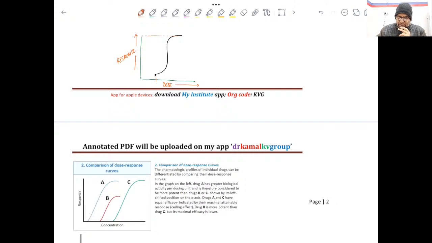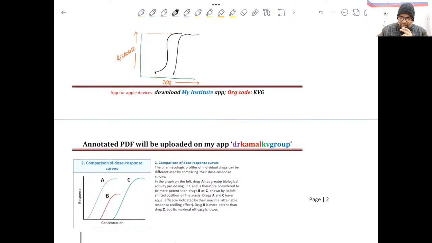Similarly, there might be some other drug which is given in this amount, and then it is producing the same effect, right? So here you can see, this is drug A, this is drug B. Now here you can see that a different dose of drug A is needed, and a different dose of drug B is needed to produce almost the same effect. This is one thing, right?